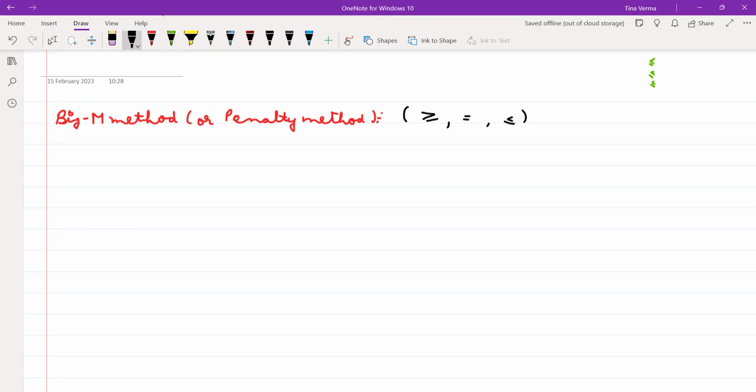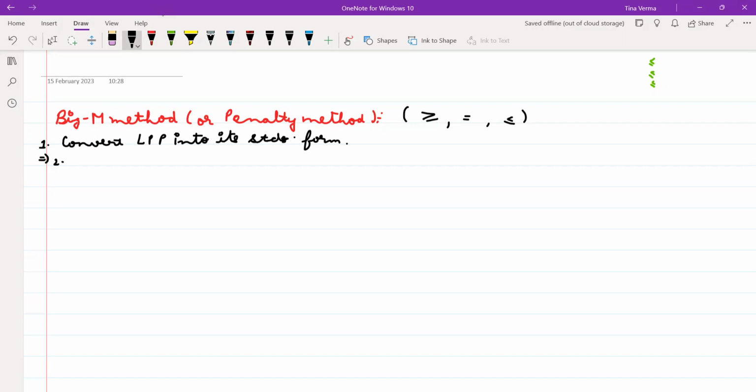Is it clear? I will just write a few steps because you don't understand when I start the example, right? Then the iteration remains simple. So obviously, the first step is to convert your LPP into its standard form. Once you have converted it into the standard form, the next step: there can be greater than inequality and there can be equal to equality.